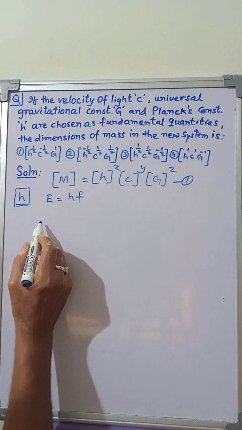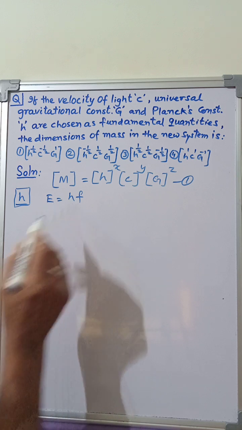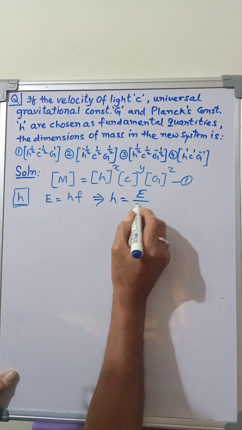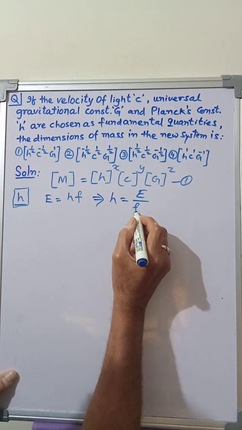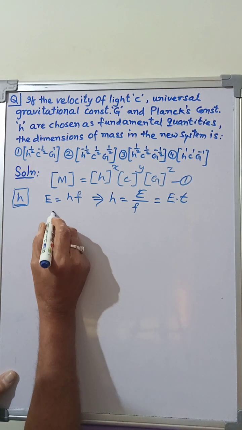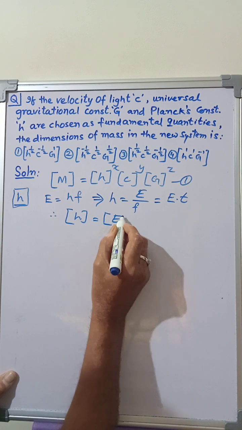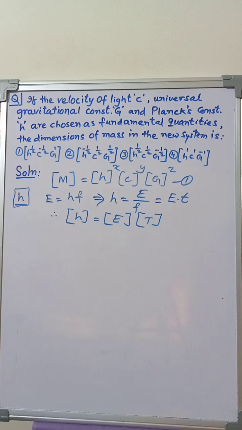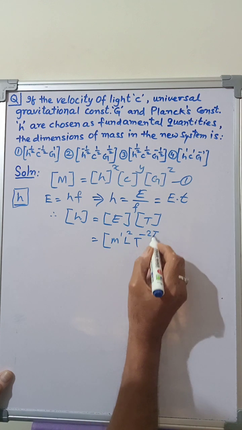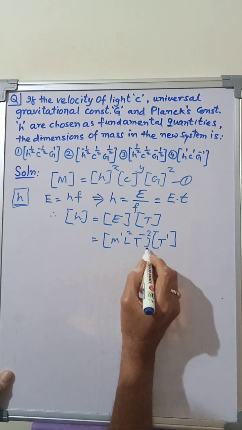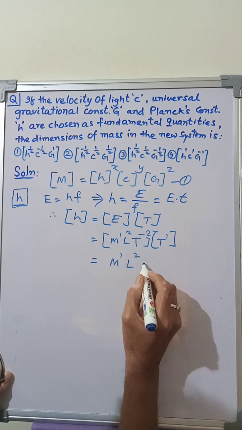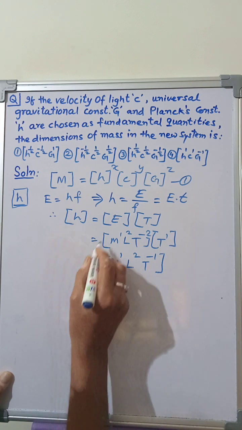Now to find out the dimensions of h, we'll use the equation for the energy of a photon given by E is equal to hf, which implies h is equal to E by f. Since frequency has the dimensions of time inverse, we can write this as E into t. Therefore, dimensions of h is equal to dimensions of E into dimensions of t. Now dimensions of E is equal to M1 L2 T minus 2, and this is T1. This will give M1 L2 T minus 2 plus 1, which is T minus 1. This is the dimensions of h.